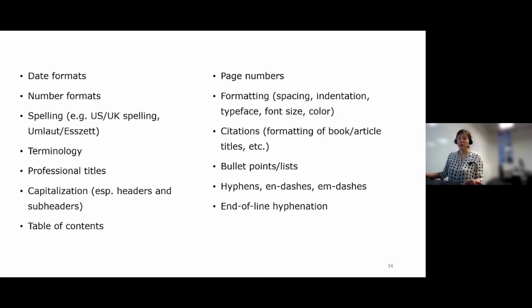Are they in the correct order, or are any numbers skipped or repeated? Is the formatting, spacing, indentation, typeface, and so on consistent? What about citation, both within the text, including the formatting of book and article titles, and in a bibliography at the end? Bullet points. Is the punctuation at the end of the bullet points or lack of punctuation consistent? And then there's hyphenation, including end of line hyphenation. There are a lot of things to keep track of.